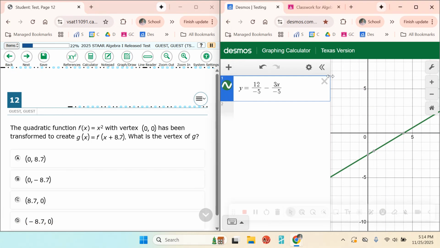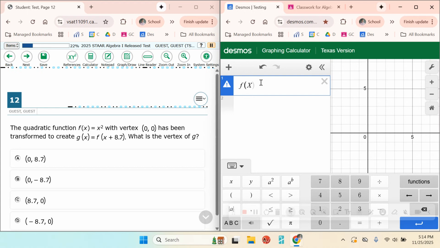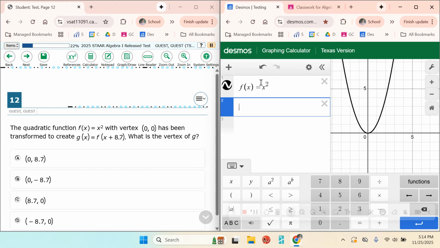Okay, question 12. We're back to something easy. Now, this is something that, again, you're going to have to remember. Notice how we have two functions here. We have the f, we have the g. Make sure you type both, because when you type both, you'll see that there's the first one, and when I type the second one, I get f, parentheses x plus 8.7, and this is the one that I'm looking for.